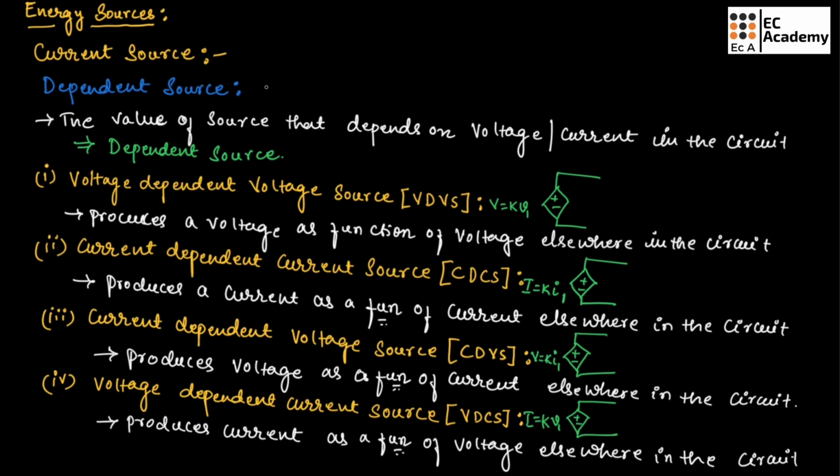The dependent sources are also known as controlled sources, since one source is controlling another source. This is about current source and dependent sources.